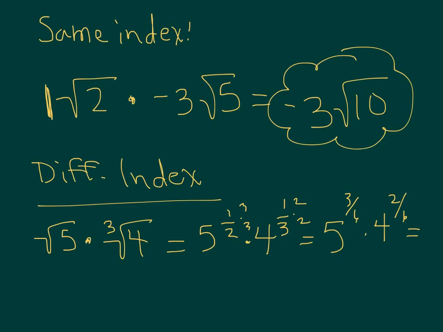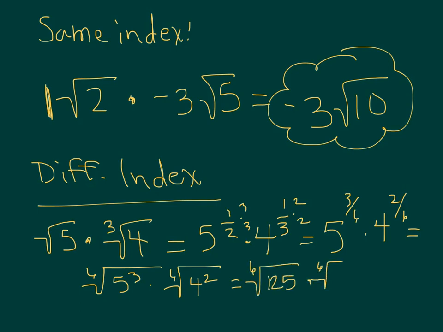I can't do that. But now that I've got a common denominator, I can actually convert this back into a radical. So it actually becomes the 6th root of 5 cubed times the 6th root of 4 squared. If we clean that up even further, it's the 6th root of 125, that's what 5 cubed is, times the 6th root of 16, that's what 4 squared is. And now they have the same index. And guess what? If they have the same index, we can actually multiply across. It's the 6th root of 2000. So that is how you multiply if they do not have the same index, and you're tested both ways.